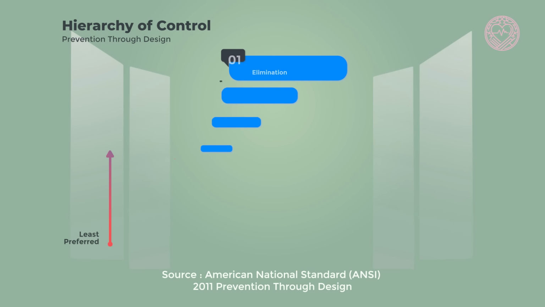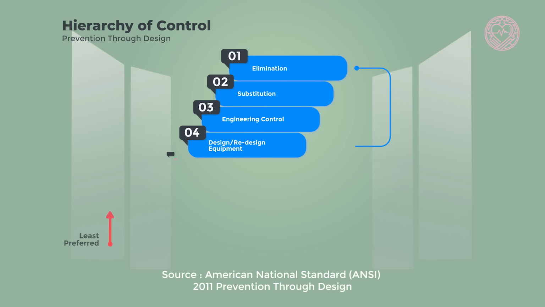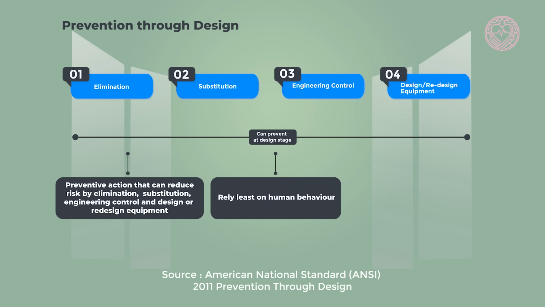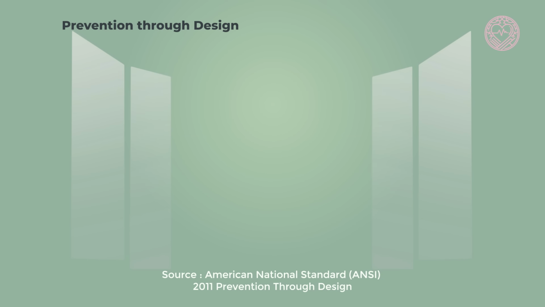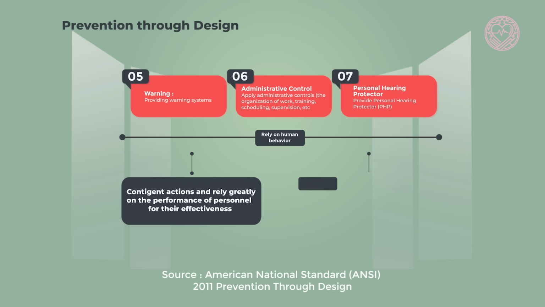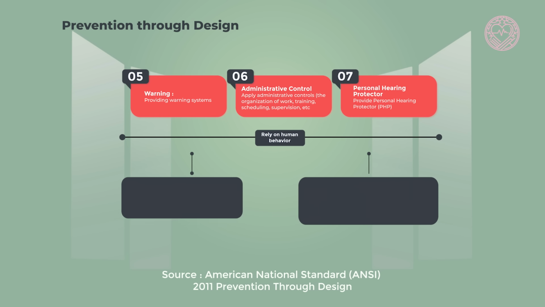The 7 levels in the hierarchy of controls that are described in the 1st through 4th levels are more effective because they are preventive actions that eliminate or reduce risk. Substitution, engineering control, and design or redesign of equipment rely the least on human behavior and the performance of personnel, and are less defeatable by unit managers, supervisors, or workers. Actions described in the 5th, 6th, and 7th levels are contingent actions and rely greatly on the performance of personnel for their effectiveness. Inherently, they are less reliable.